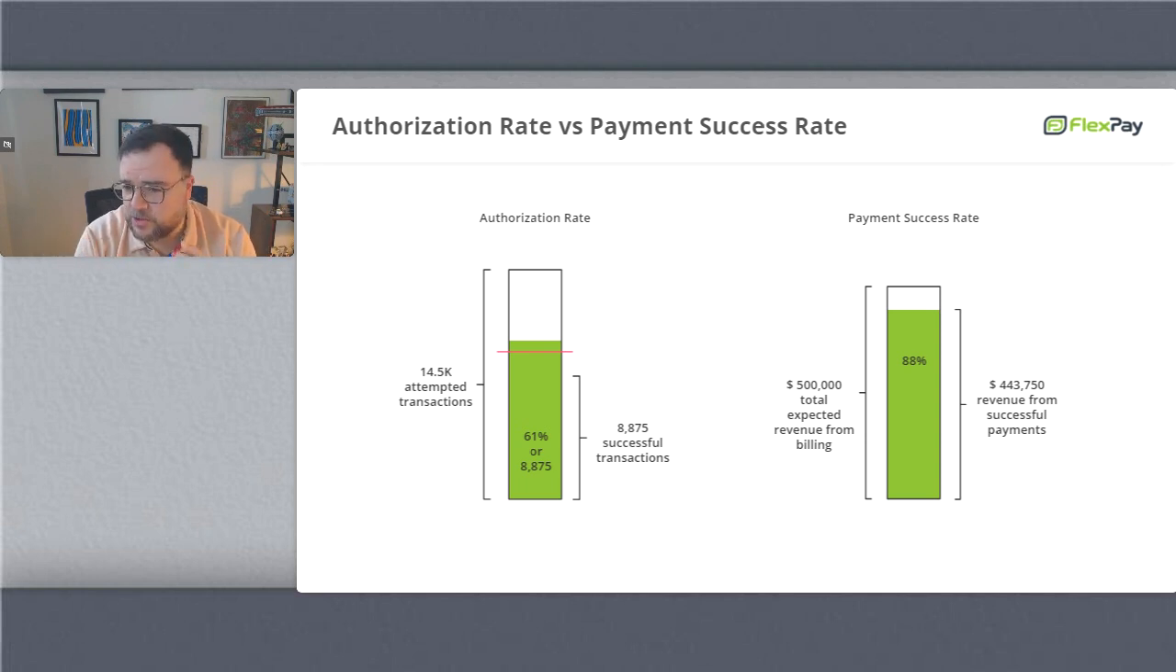One thing to note for your payment success rate, it is important that you are cohorting this. So you always do want to tie this to the initial transaction and the initial amount that you would have expected from your customer. But you can, again, break that down as granularly as you want to.